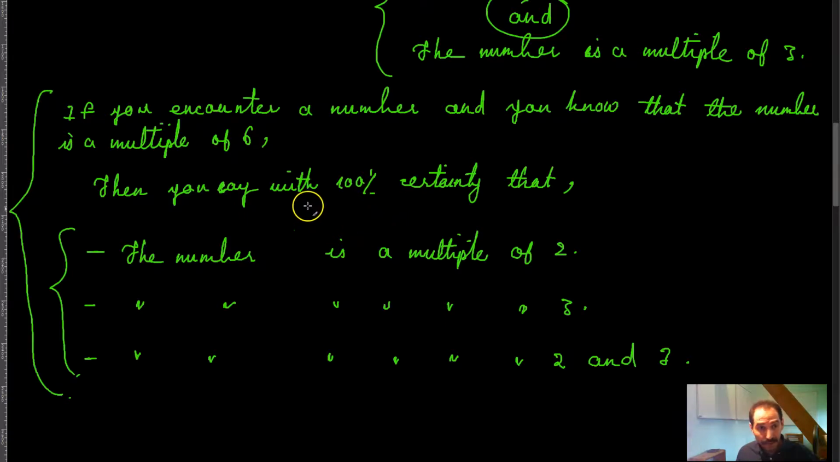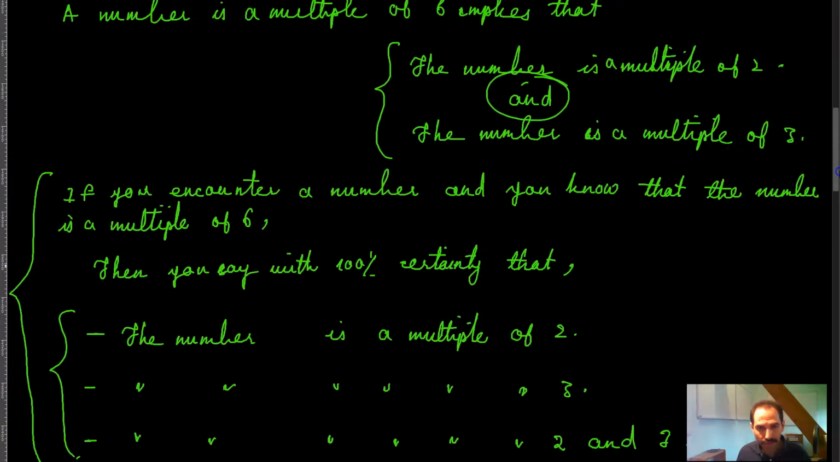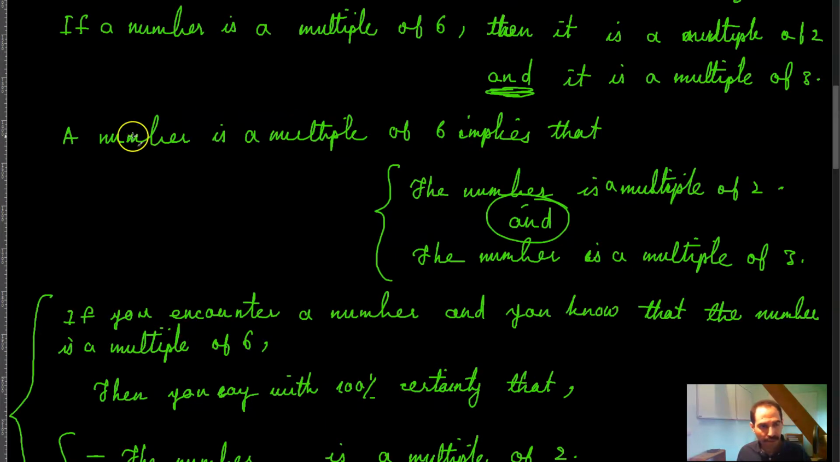So that is the meaning of implication. Here we said that if you encounter a number and you know that the number is a multiple of 6, then you can say with 100% certainty that the number is a multiple of 2, or the number is a multiple of 3, or the number is a multiple of 2 and 3, both at the same time. You can say any of those things, because a number is a multiple of 6 implies that the number is a multiple of 2 and the number is a multiple of 3, right? So that is basically the meaning of implication.